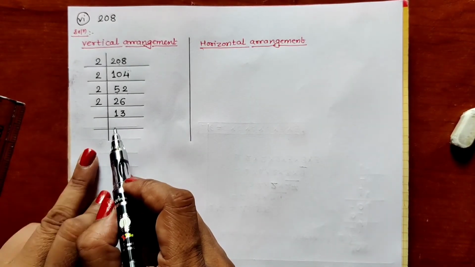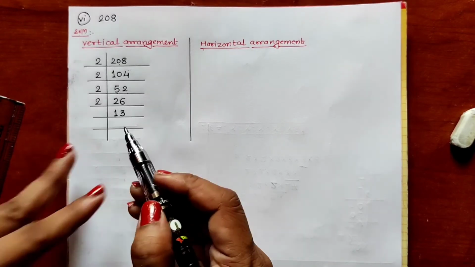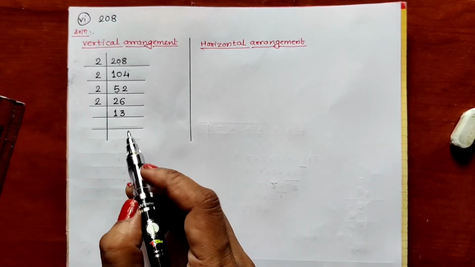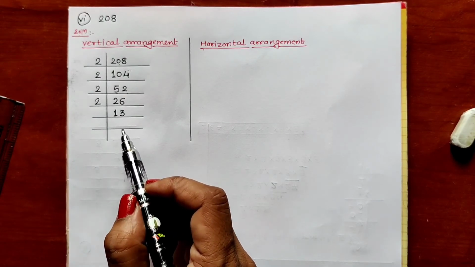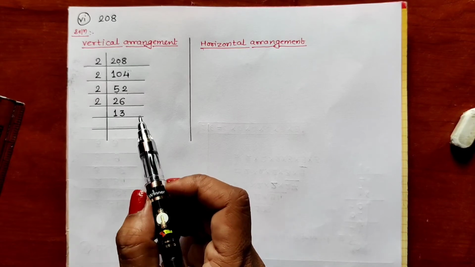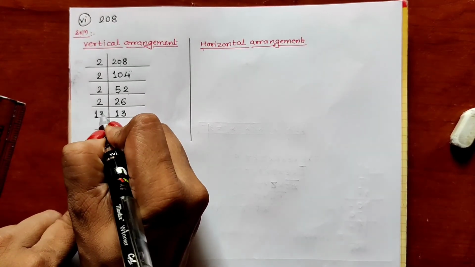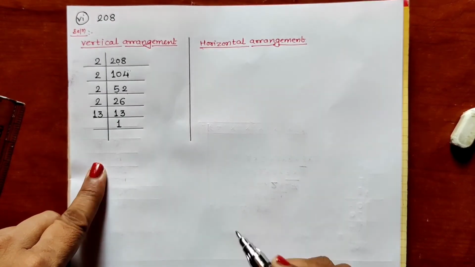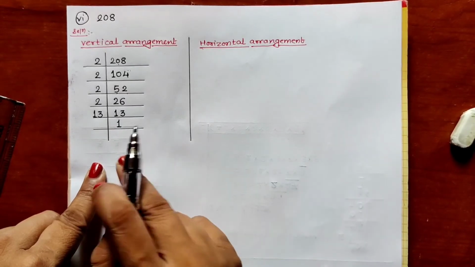13 is a prime number. This number is divisible by 1 and itself. If you see the tables of 2, 3, 4, 5, 6, it is not there in any other table. That means it is not divisible by 2, 3, 4, 5, 6, 7, 8, 9, 10. So it is divisible by 13 only. 13 ones are 13. And in this way we get 1 as the last step.